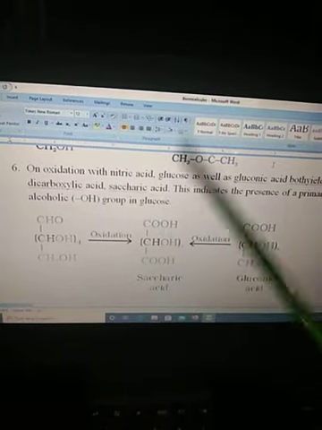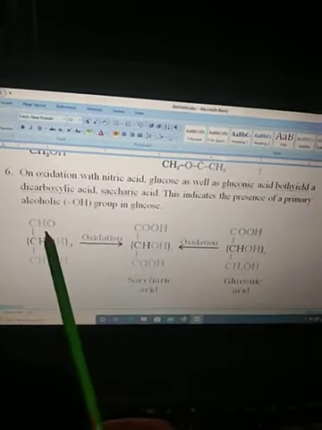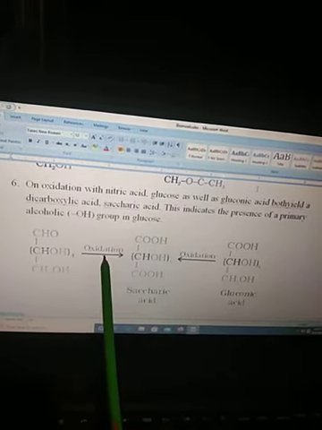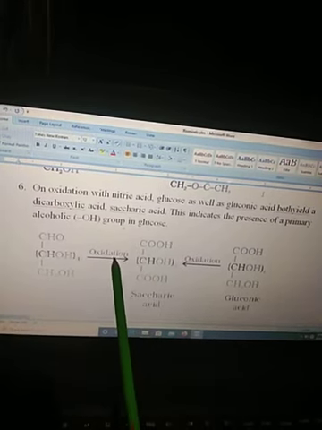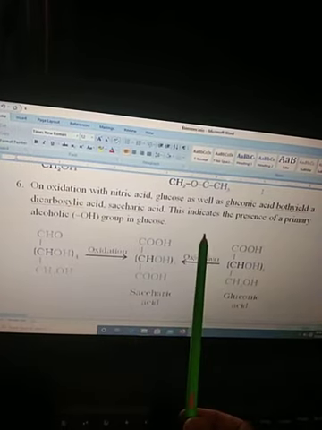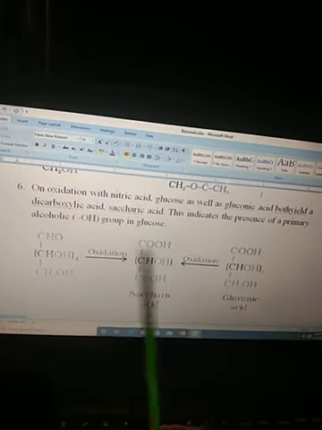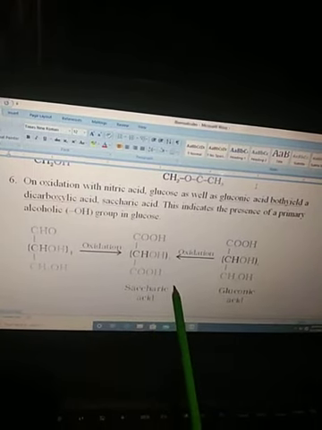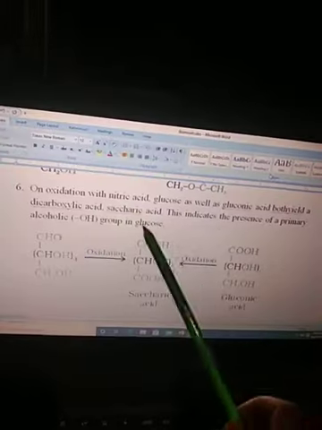How to prove that there is 1 primary alcohol? For that, the glucose is treated with nitric acid, and it forms gluconic acid. That means nitric acid is an oxidizing agent. It will oxidize the aldehyde group to acid, and the primary alcohol first to aldehyde then acid. So this confirms the presence of 1 primary alcohol.